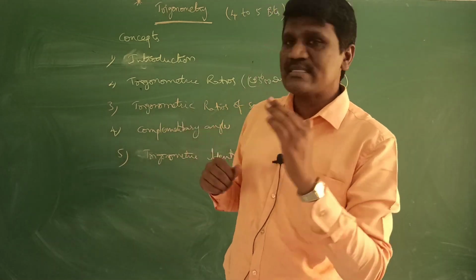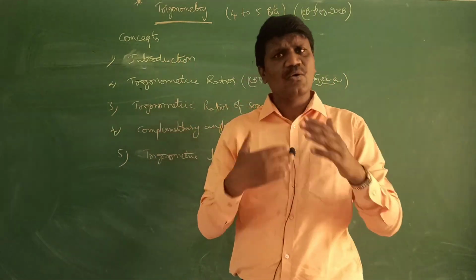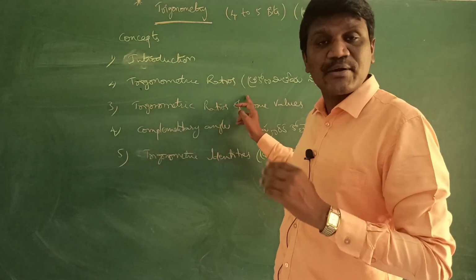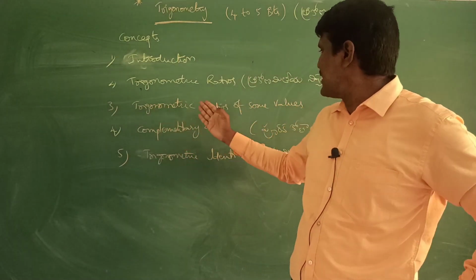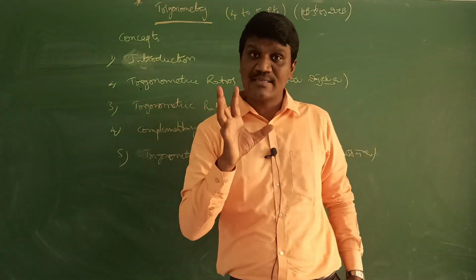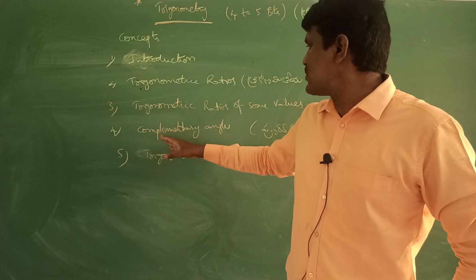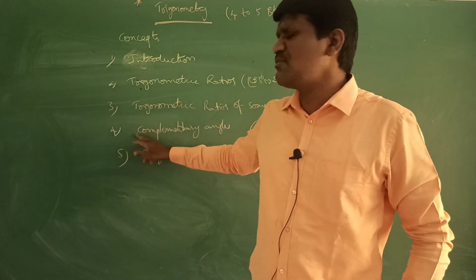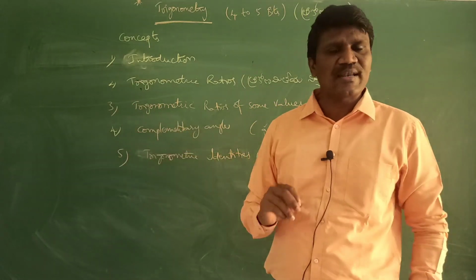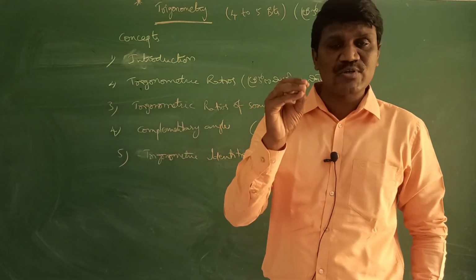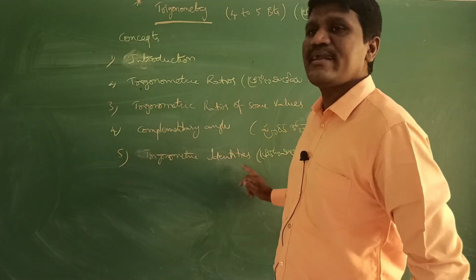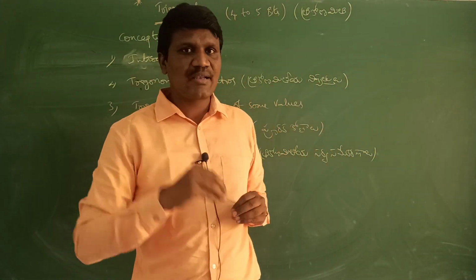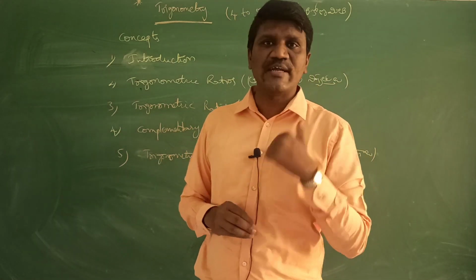So first let us see the concepts we are having. First, let us go into the introduction of trigonometry and trigonometric ratios, and trigonometric ratios of some values. So let us see the values of the trigonometric ratios and also let us see complementary angles of the trigonometric ratios. In fact, this is the deleted syllabus. Anyway, we are going to explain the complementary angles also, considering it is the most important topic. And trigonometric identities. So these are all the concepts we are having in trigonometry. So let us complete in this video only.